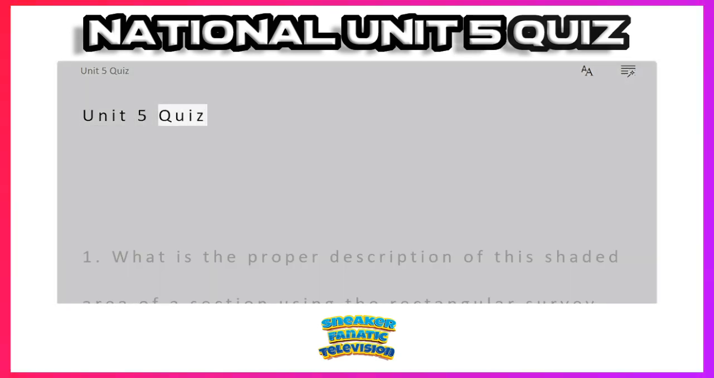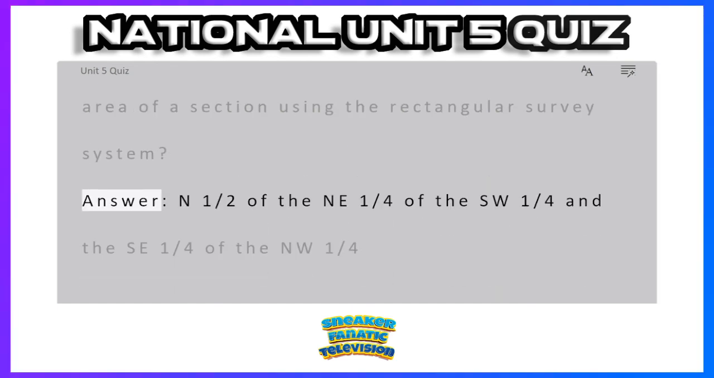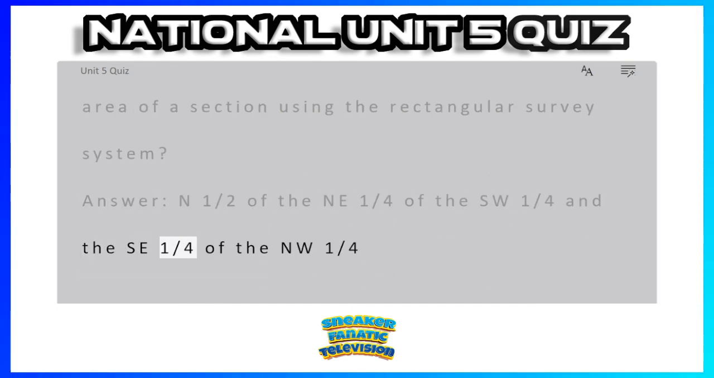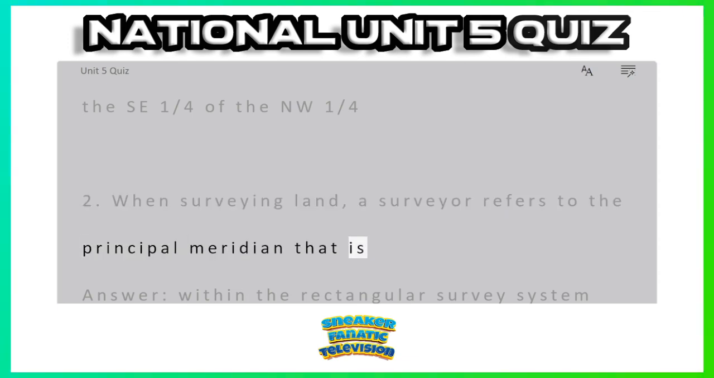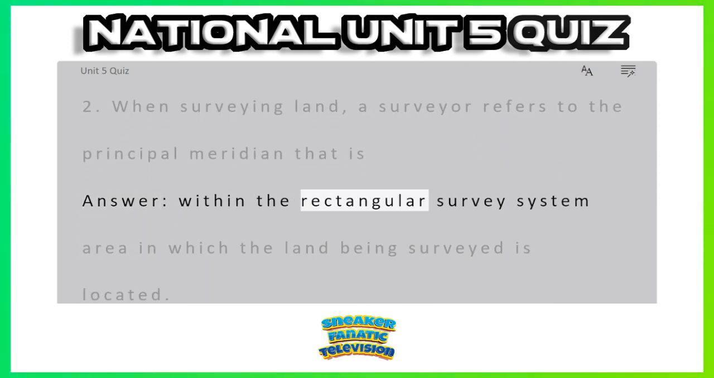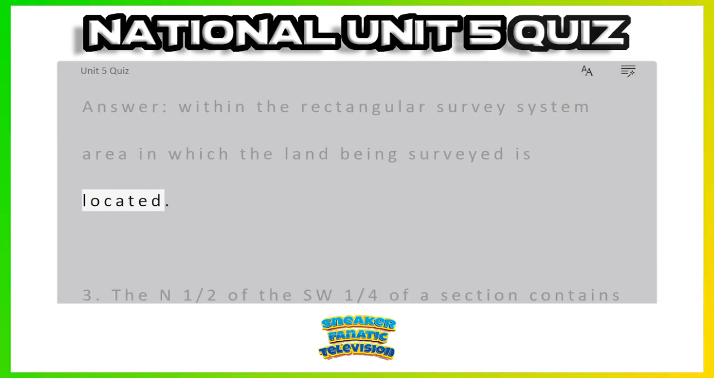Unit 5 Quiz. 1. What is the proper description of this shaded area of a section using the rectangular survey system? Answer: N1/2 of the NE 1/4 of the SW 1/4 and the SE 1/4 of the NW 1/4. 2. When surveying land, a surveyor refers to the principal meridian that is. Answer: within the rectangular survey system area in which the land being surveyed is located.